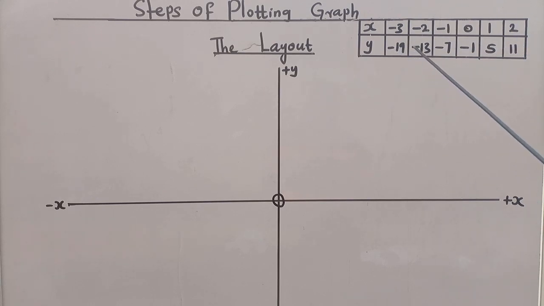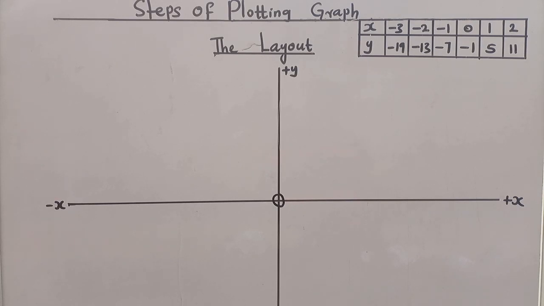The negative values of y are minus 19, minus 13, minus 7, and minus 1. All of these will be located below, that is from this 0 downwards. What about the positive values of y? They are the 5 and 11. They will be found on this subaxis, that is from this point upwards. So far, what have you observed? Is there any of these subaxes that is not necessary for plotting this table? No, they are all necessary.